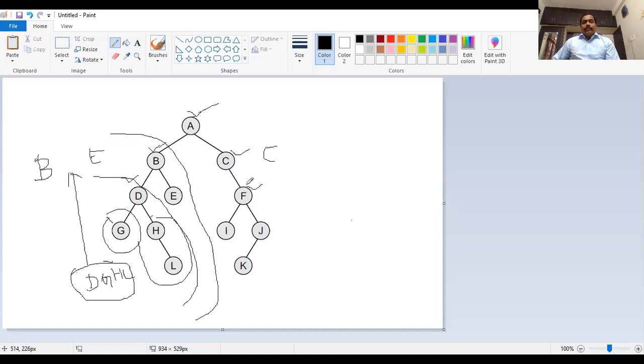So on this side, when we come to F, what do we have? Two more children, I and J. So how can we do it? The root is F, so first we have to visit the root F. Then we visit the left side, I. Then we come to the right side, J. J has another left-side node. So what is the output of this portion? J is the root, K is the left side. So J and K is the output of this part.